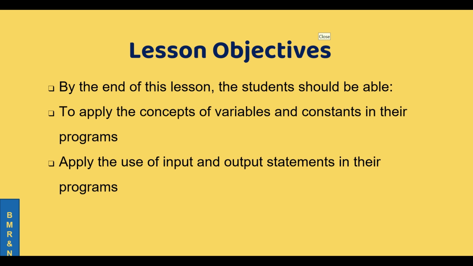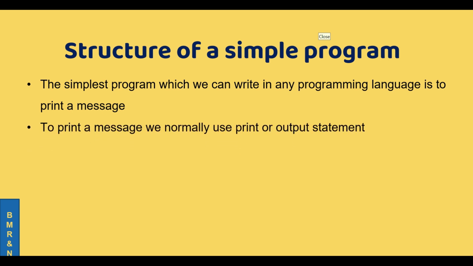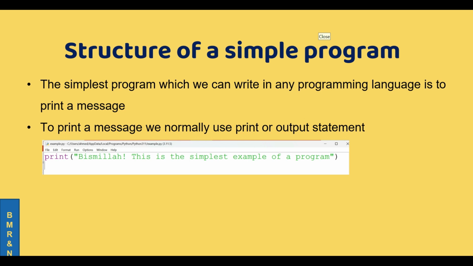By the end of this lesson, the student should be able to apply the concepts of variables and constants in their programs, and apply the use of input and output statements in their programs. When we talk about the structure of a program in Python, the simplest program which we can write in any programming language is to print a message. To print a message, normally we use an output statement called print. As you can see on the screen, print Bismillah. This is the simplest example of a program.